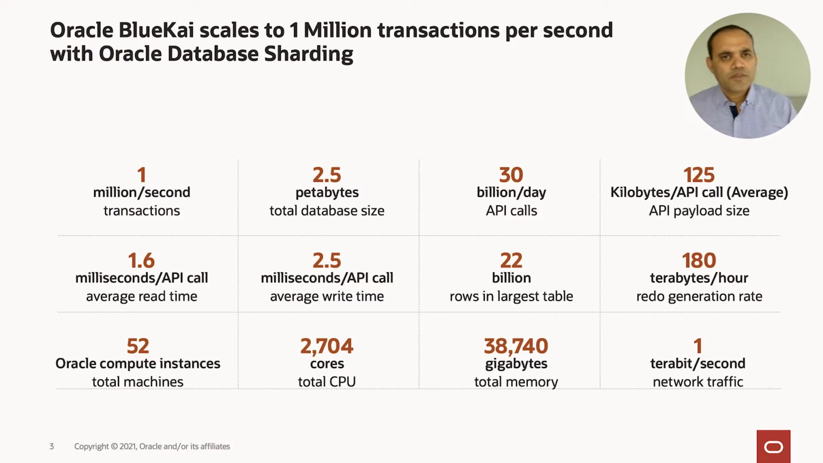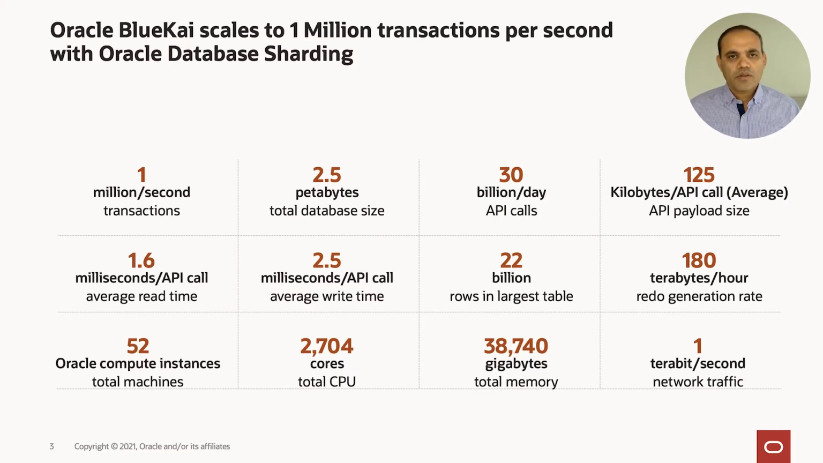Here is an example of a truly internet scale application. Such applications typically tend to have very large data volume and a big user population. They require extremely low latencies. At times, they are global in nature, so they also need to comply with country-specific or region-specific data sovereignty or data residency requirements. Oracle BlueKai is a part of our Oracle Fusion application suite.